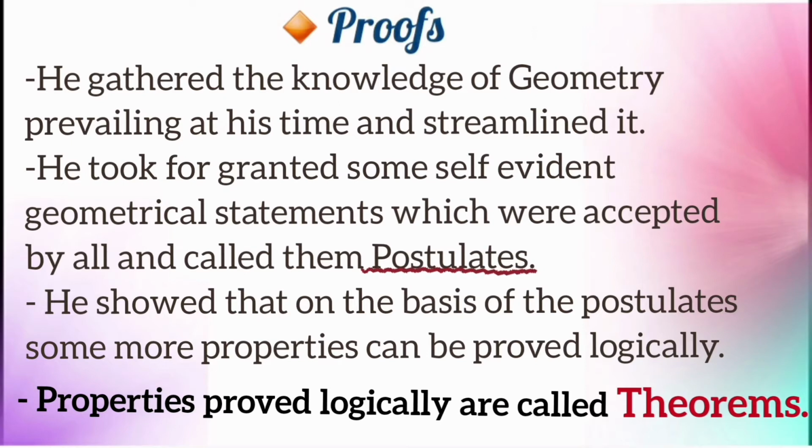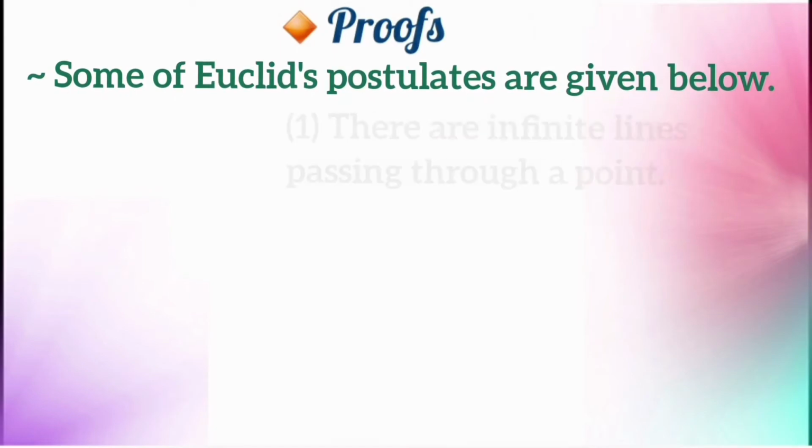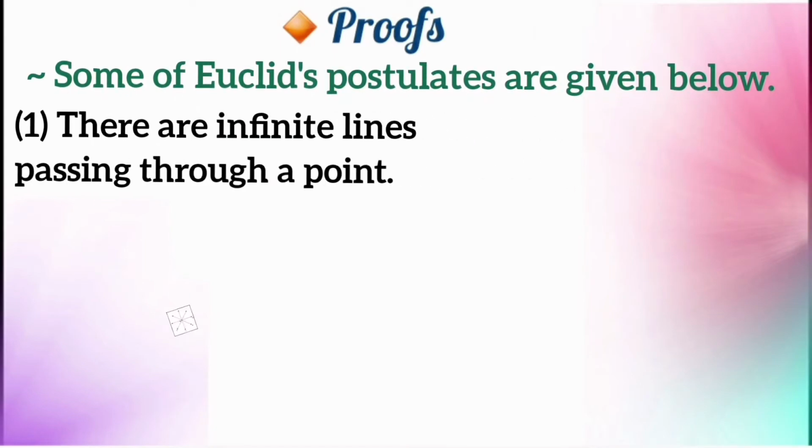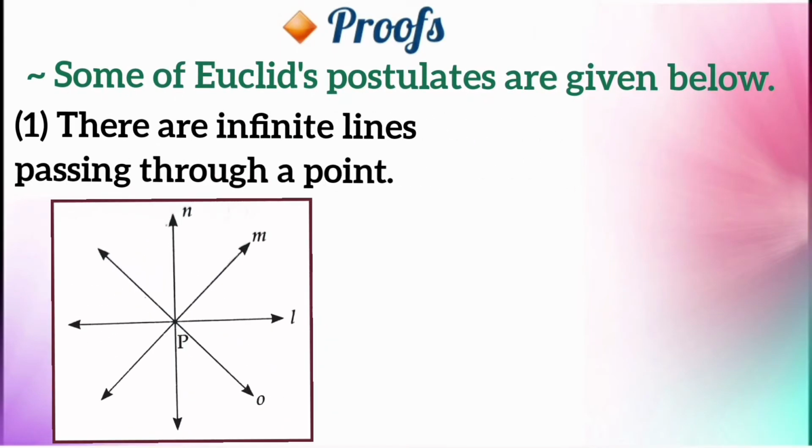In the upcoming standards and chapters, you'll come to know more about theorems and postulates, and you will also understand how helpful they are for our geometry. So here are some postulates which were given by Euclid himself. The very first one is: there are infinite lines passing through a point. This we have seen in previous standards also. If there is one point, then we can draw many lines passing through that point. This was a postulate given by Euclid.